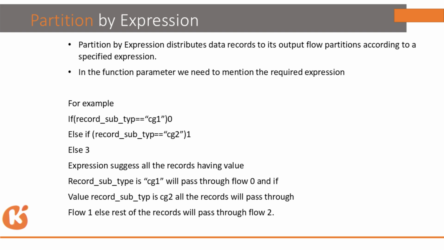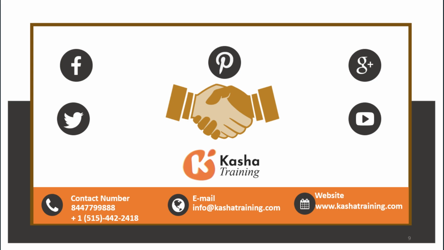Else, if state is equal to Karnataka, I give 1, and it will put all those records into the second partition file, partition 1. And else 3 means all the remaining records, with all the remaining state values, will move to the remaining partition. So here we give the if-else statement, and based on that expression the records move into different partitions. You got it, right? You got the difference between partition by key and partition by expression. So let's see how it works.